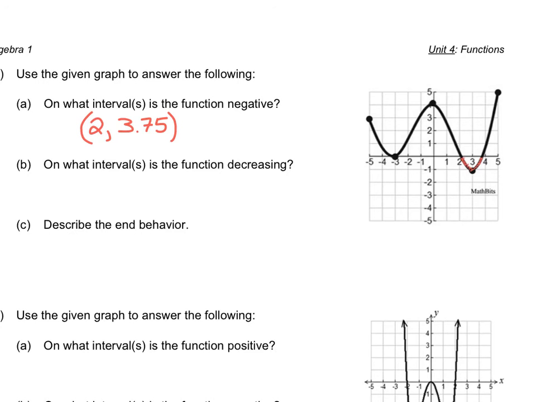Decreasing would be where it goes downhill. So we're talking about from here to here. We'll start with that one, which is what interval? Negative 5, negative 2. All right, both solid points. What's the next interval? 0 to 3.